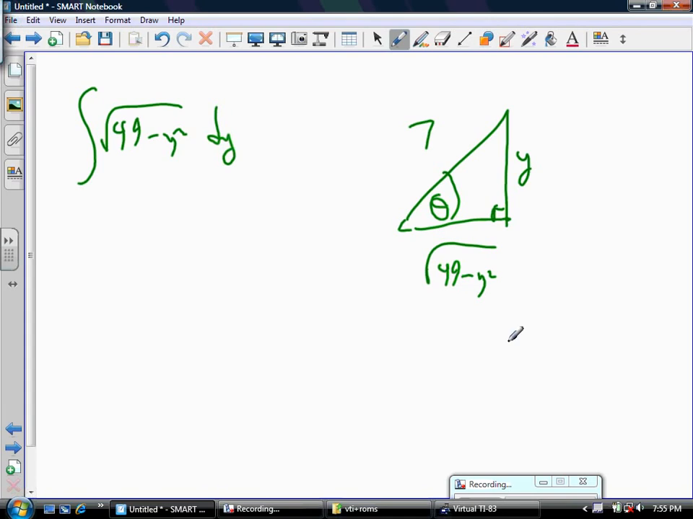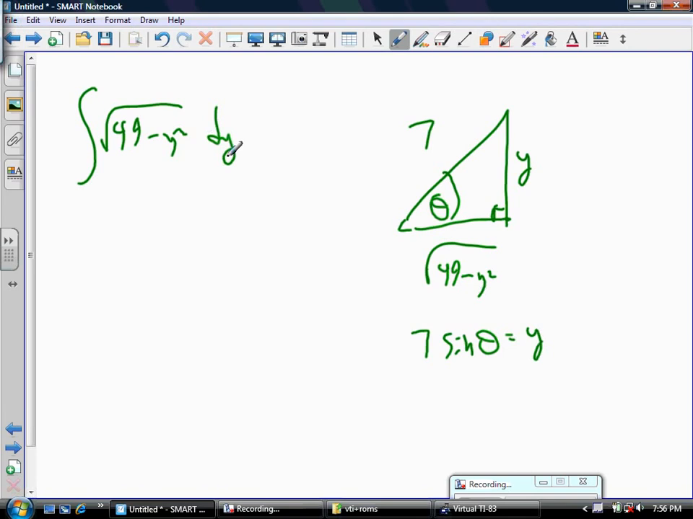Remember, this is trig sub. I want to put in tangents or sines or cosines or something in here. The sine of theta is what over what? Opposite over hypotenuse, so y over 7. So what's y alone? How do you get rid of the 7? Multiply by 7. All right, so I'm just going to say y equals that.